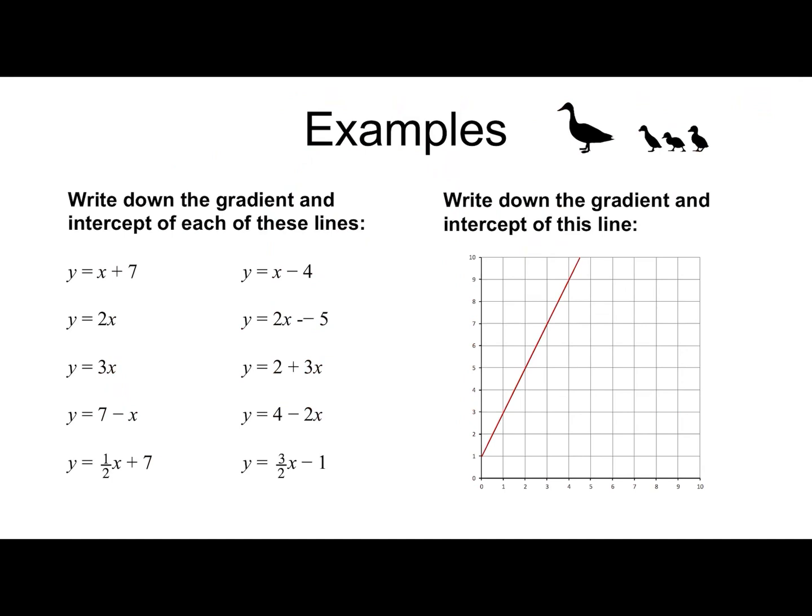Okay, so here we've got some examples. Write down the gradient and intercept of each of these lines. Well, here we've got a gradient of 1, y-intercept of 0, 7.